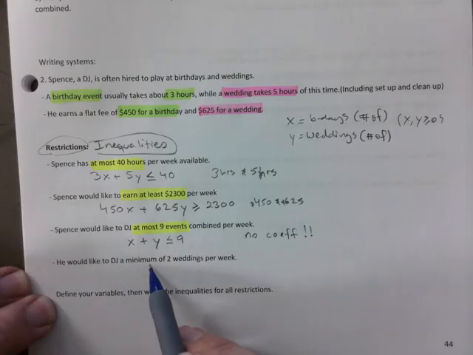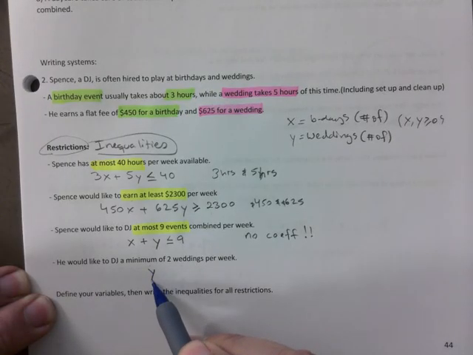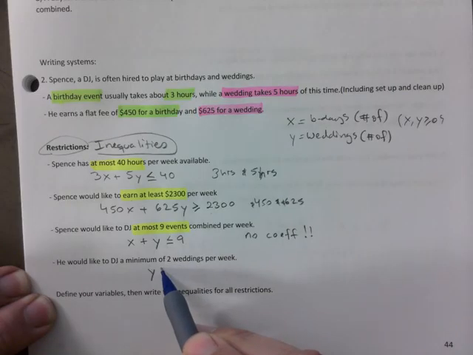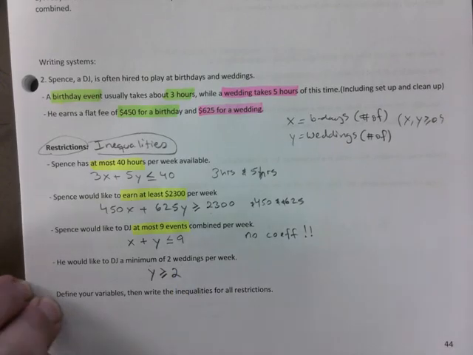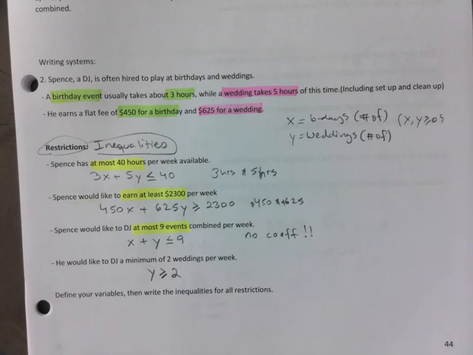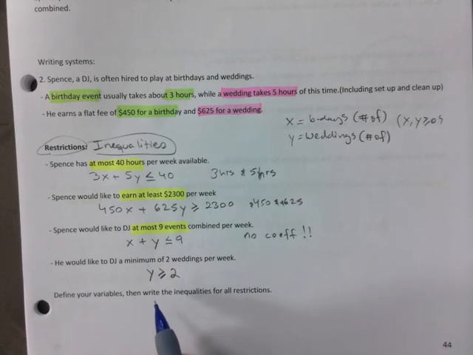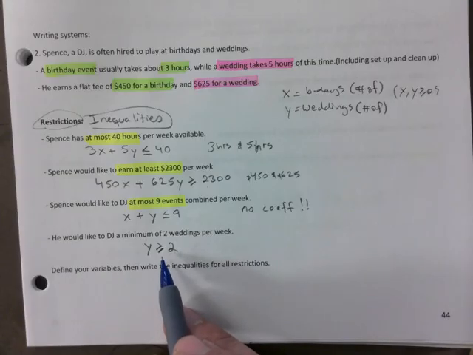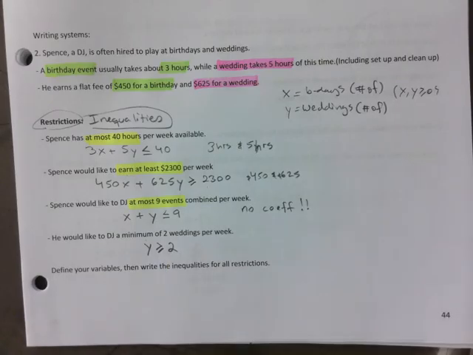He would like to DJ a minimum of 2 weddings per week. Is this talking about both variables or just one of them? It's just one of them, okay? It's just one of them. So we're talking weddings, so weddings would be my Y variable. A minimum of 2, which way does it go? It goes this way. A minimum of 2 weddings per week, so it's just Y. All right? What kind of a line would this be, guys, if you had to graph this? It's a solid, but which way does it go? Sideways, right? It's a horizontal line. It's an easy graph, right?